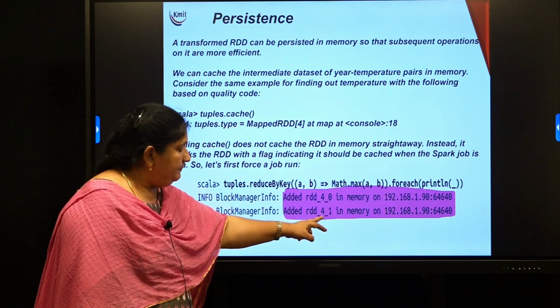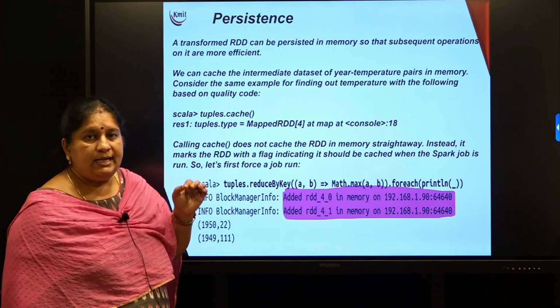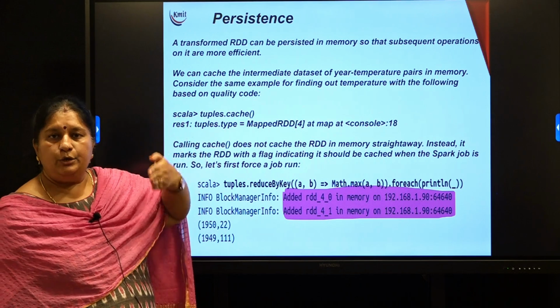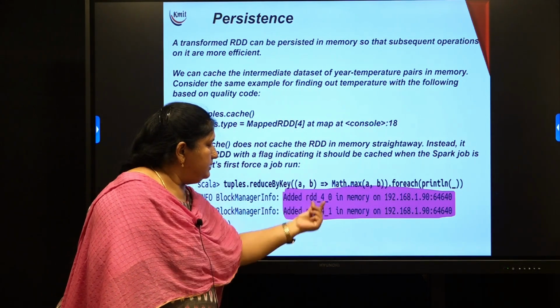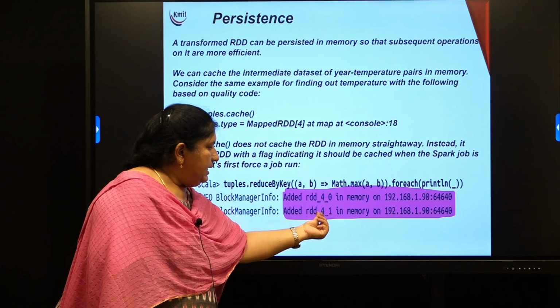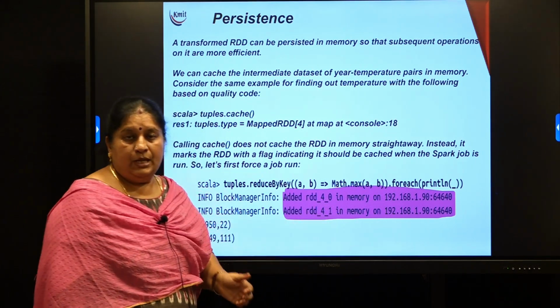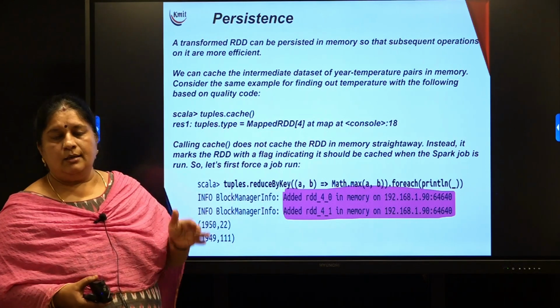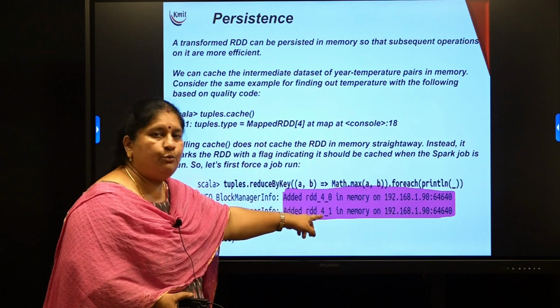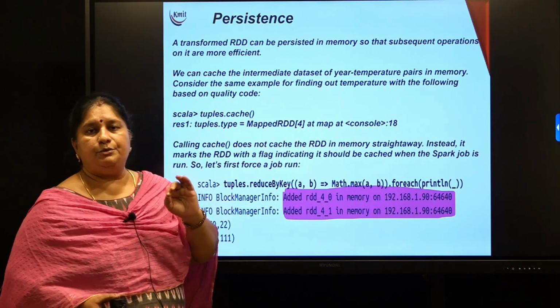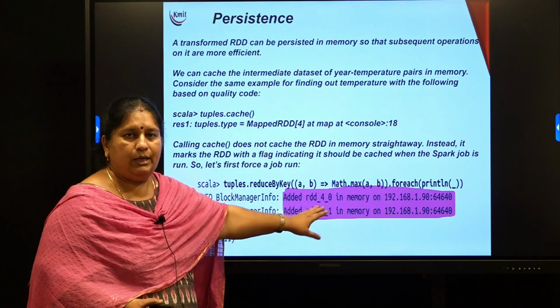What is the meaning? My resulting data set is split into 2 splits. The first split is stored in RDD 4 underscore 0, and the second one in 4 underscore 1. So if it was a huge data set, it was divided into 2 splits. These are the locations for both the splits. It has put them into the cache memory under those locations.